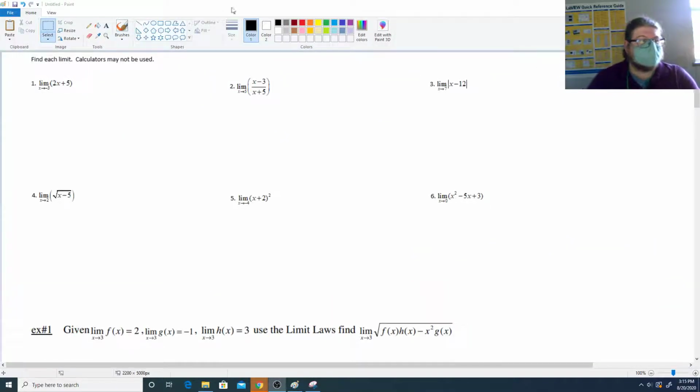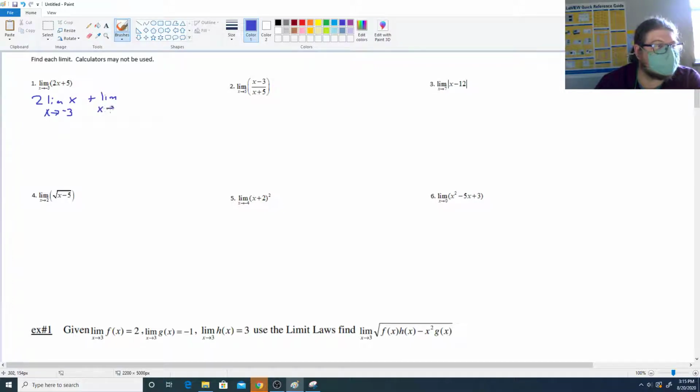So we are going to work through these practice problems here. For the first one, we're going to use the sum law, which is going to let me break the limit up across the addition, and the constant multiple law, which will let me push the 2 out front. So I'll get 2 times the limit as x approaches -3 of x plus the limit as x approaches -3 of 5.